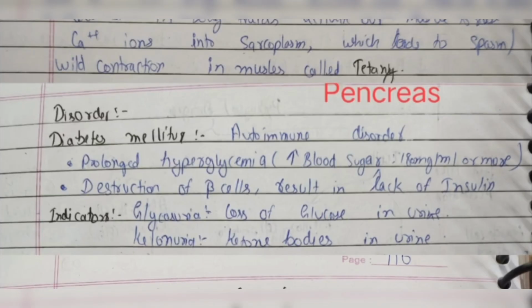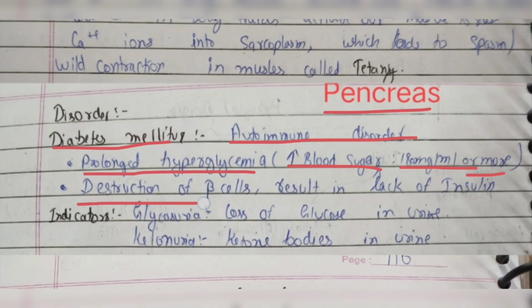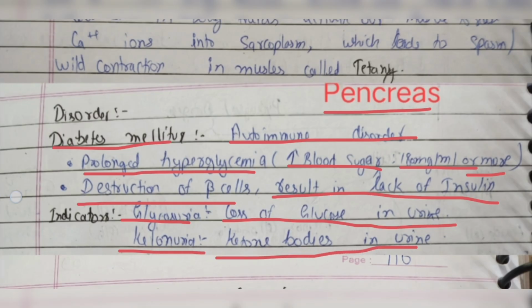Moving on to the pancreas now. Its disorder given is diabetes mellitus, which is an autoimmune disorder. It is due to prolonged hyperglycemia, meaning higher blood sugar concentration, 180 mg per ml or more. Its cause is destruction of beta cells, resulting in lack of insulin, and its indicators are glucosuria, which is loss of glucose in urine, and ketonuria, or ketone bodies in urine.